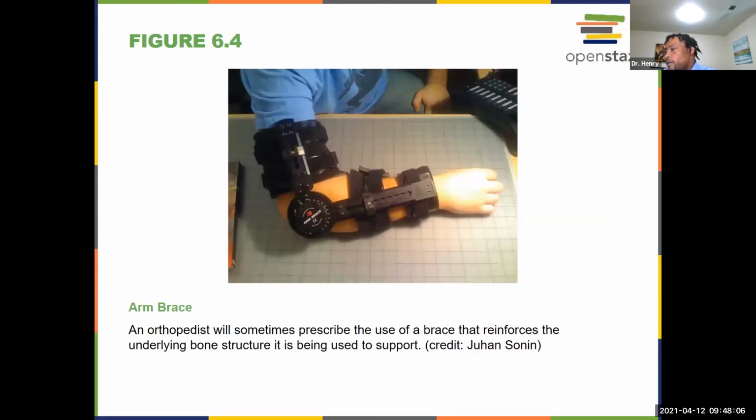Okay, so here we basically have an orthopedist. An orthopedist is a doctor that studies bones and specializes in the treatment of bones. In this case, the orthopedist prescribed a brace for reinforcement of that bone structure. So even our bones sometimes need support to keep us from doing damage or to allow time for it to heal.